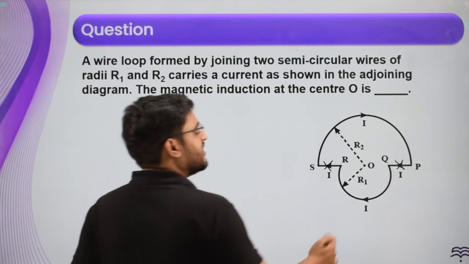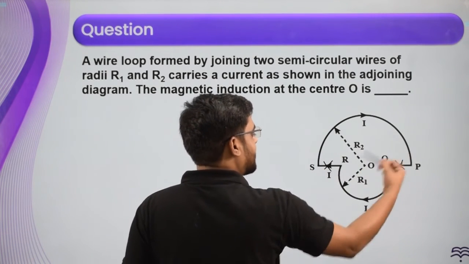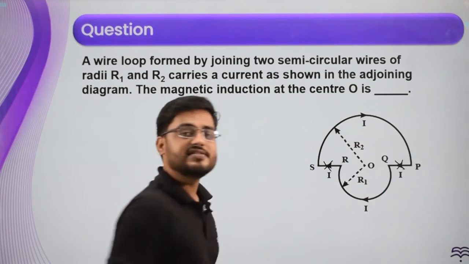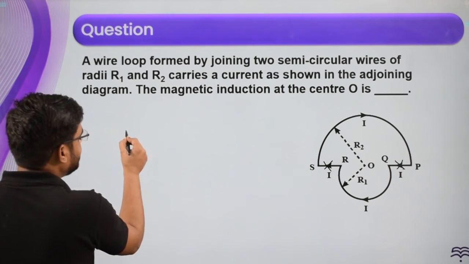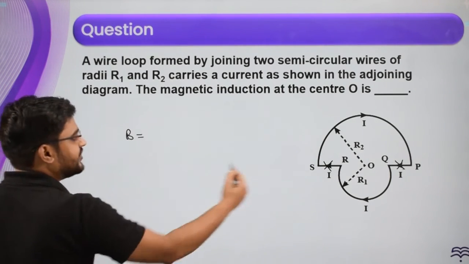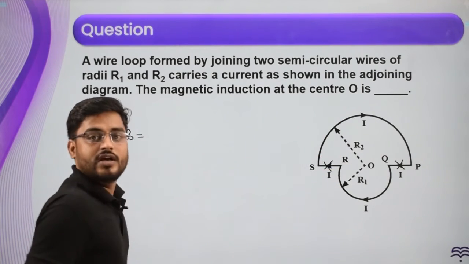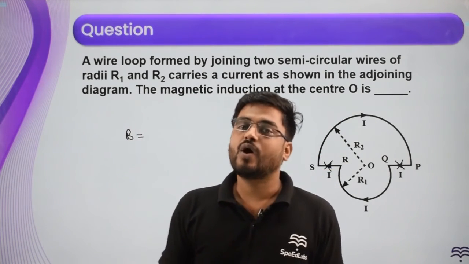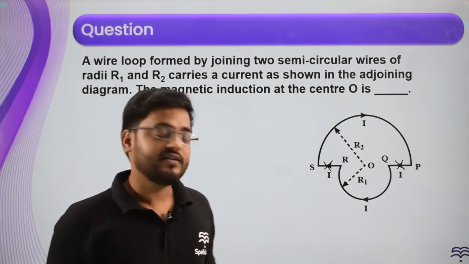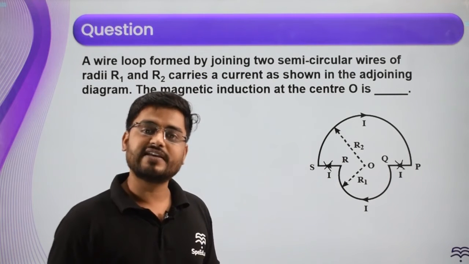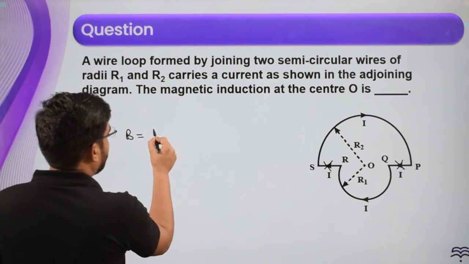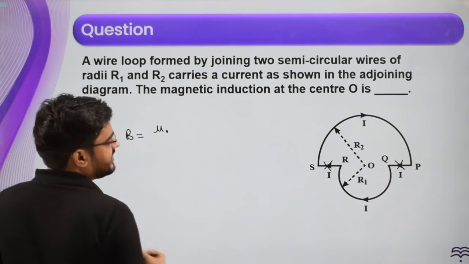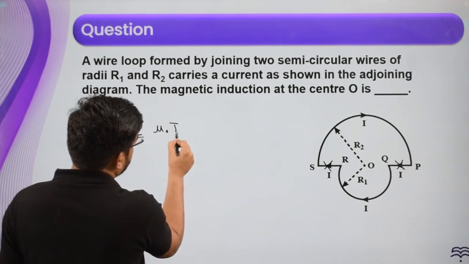So magnetic field at point O is only due to this part, and we can simply add them because both are having the same direction. So I'll be saying that total magnetic field is the magnetic field due to this semicircle, which is how much? See, mu naught I by 2r is due to the full circle, and half of that, because it is a semicircle, so theta upon 2 pi is like pi upon 2 pi, so half of that. So mu naught I by 4r.